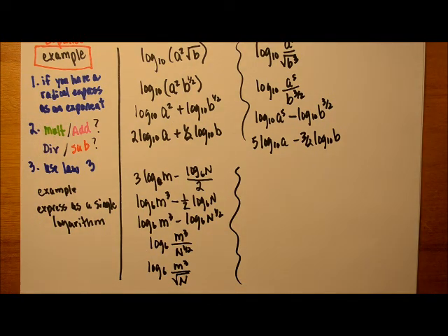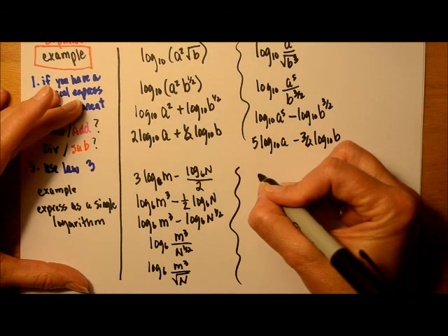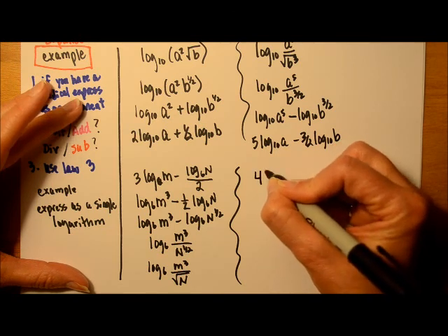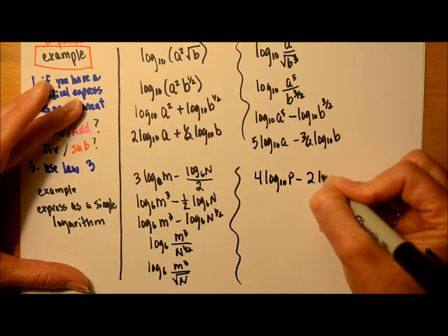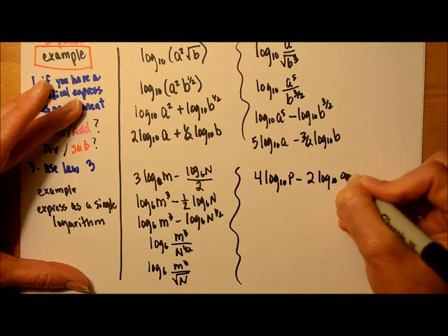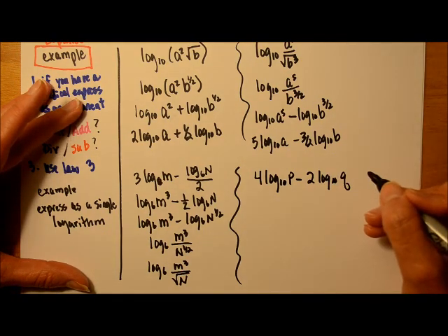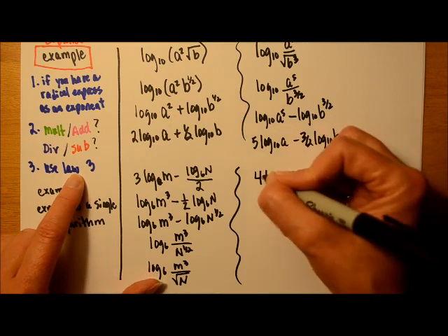Okay. How about this one? 4 log base 10 p minus 2 log base 10 of q. All right. Use law 3. I'm going to use law 3.